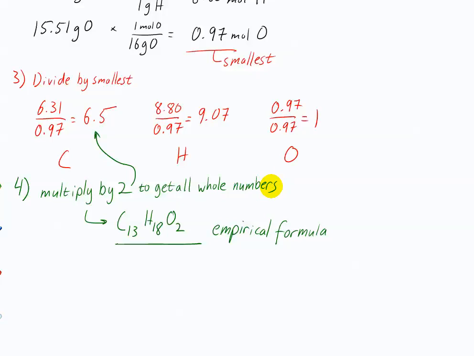So if you got something that was a 0.33, you would probably multiply everything by 3 to get all whole numbers. If you got a 0.8, you would multiply by whatever you needed to do that. So that would get big. But generally it'll be like a 0.5 or maybe a 0.3, and you just multiply by 2 or 3 and you've got it.